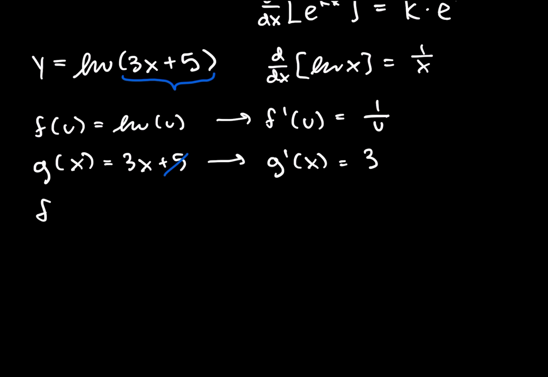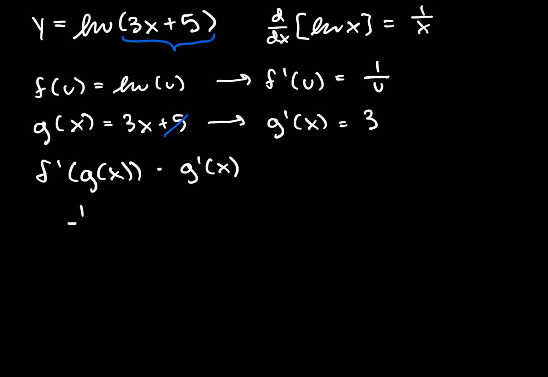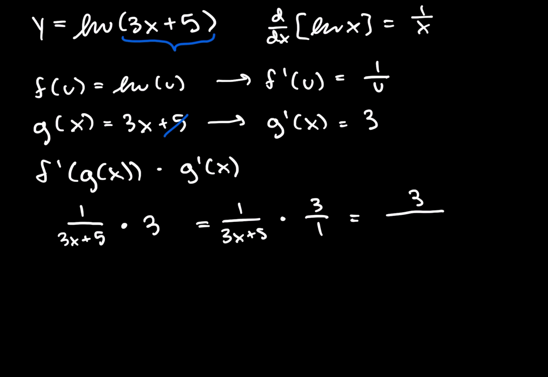And now, to plug this into our equation, f prime of g of x times g prime of x is 1 over our original g of x, which is 3x plus 5, times g prime of x, which is 3. And to simplify this, we just pop this 3 into the numerator, since it is just another way of writing 1 over 3x plus 5 times 3 over 1, which is equal to 3 over 3x plus 5.